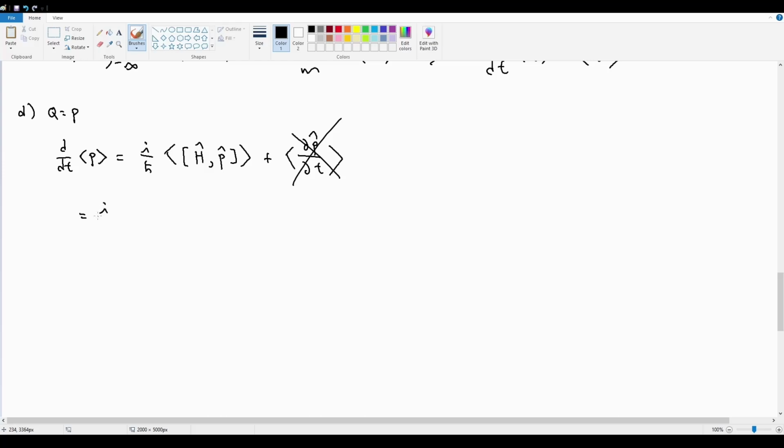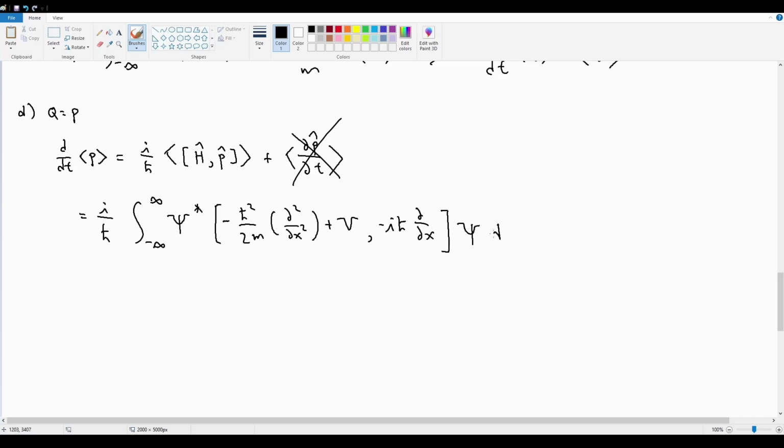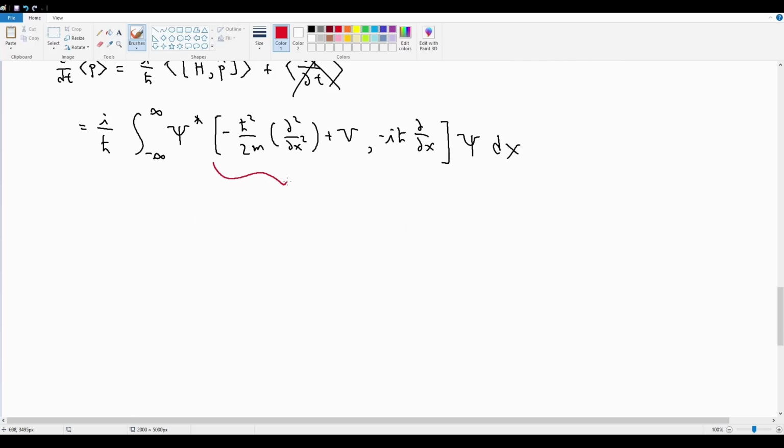What we have left is i over h bar and the integral from negative infinity to infinity of psi star, and then the commutator of negative h bar squared over 2m partial squared with respect to x squared plus v, with negative i h bar d by dx. This is all acting on psi. So let's isolate this and try to work it out as neatly as possible.